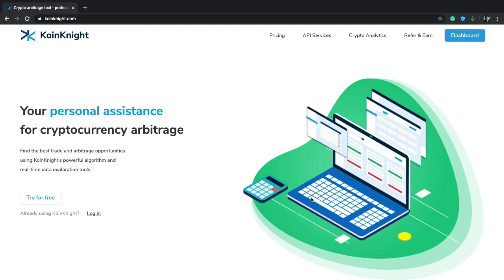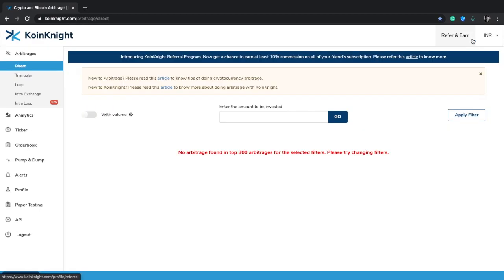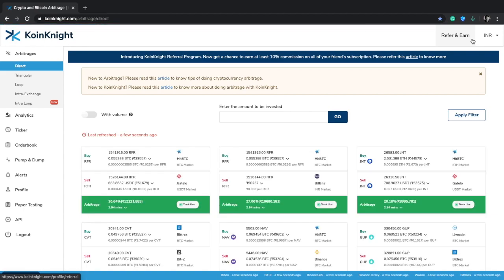In this video, let's learn how to crypto arbitrage using CoinKnight. So once you have successfully logged into the website, you will notice a dashboard button top right corner that takes you to the arbitrage dashboard. The simplest of all the arbitrage that very commonly appears is the direct arbitrage. And in this video, we will understand the steps needed to perform the same.